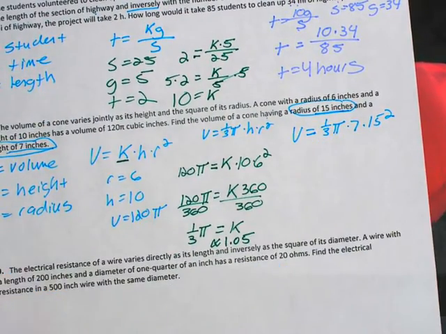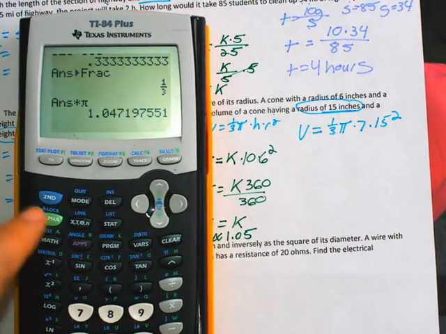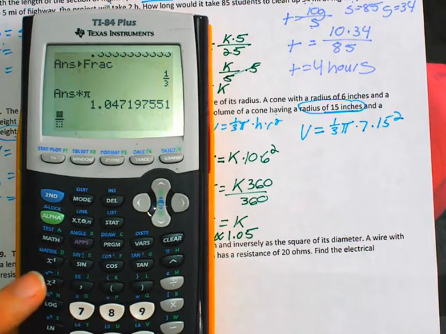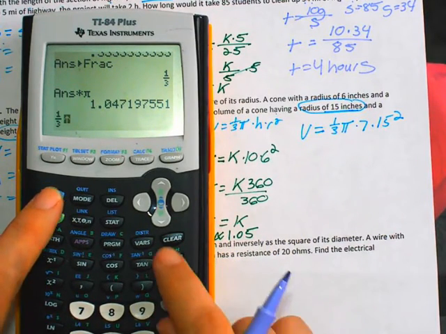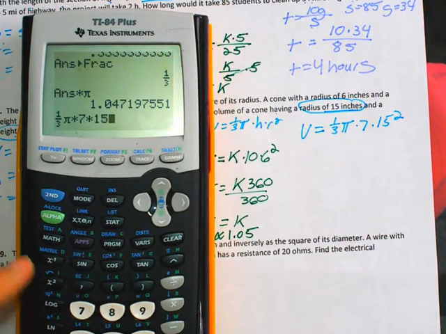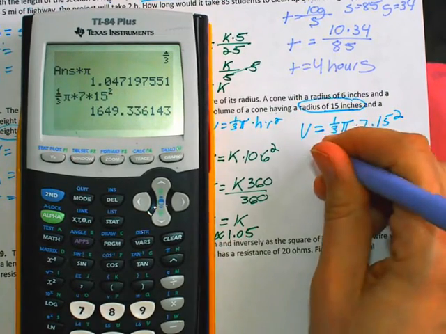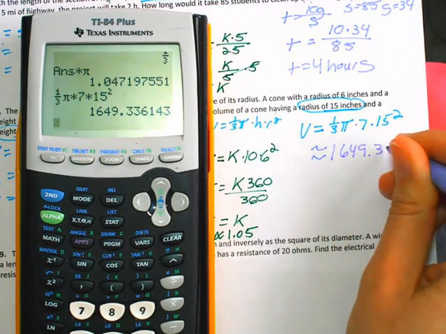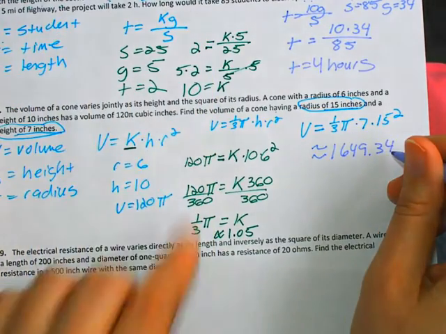Okay, so let's put that into the calculator. So I have 1/3 times pi times 7 times 15 squared. It gives me approximately 1,649.34 inches cubed.